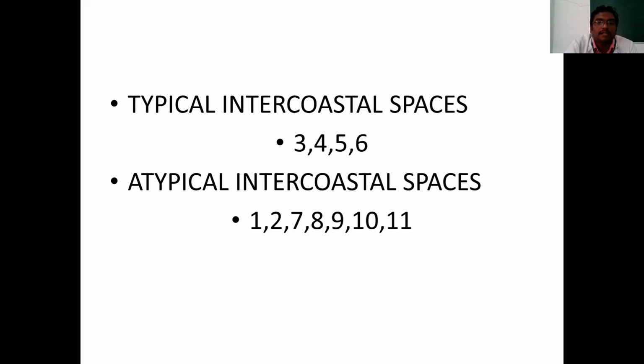So what are the atypical spaces? You have 1, 2, 7, 8, 9, 10, and 11. These are called atypical intercostal spaces. What are the typical intercostal spaces? You have 3, 4, 5, 6. These are the typical intercostal spaces.